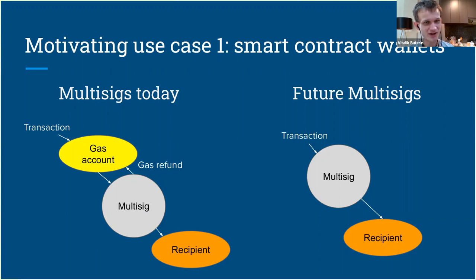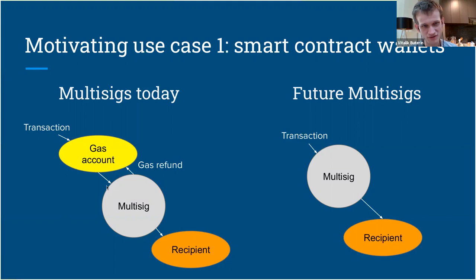But the problem with all of those alternative wallet designs is that they are not natively supported, right? With the way a transaction works, a transaction in Ethereum always has to first go through an externally owned account, which is just controlled by a single ECDSA signature. Then it goes to a multisig, and then finally it goes to the recipient. So basically there's an entry and then a call and then another call. And there's a lot of annoyances because of this.